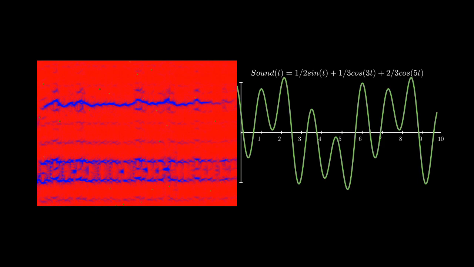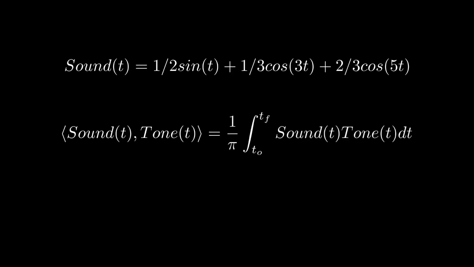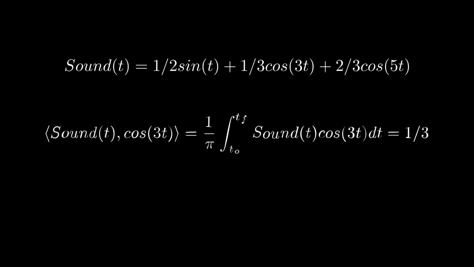Inner producting this sound on a bunch of tones is the essence of the Fourier transform, which tells us what tones this sound, S of t, is constructed from. For example, the signal I used for the tone is S of t equals 1/2 sine t plus 1/3 cosine 3t plus 2/3 cosine 5t. And if we inner product it with a tone, we see that we get 1/3 for the third frequency. We get 2/3 for 5.